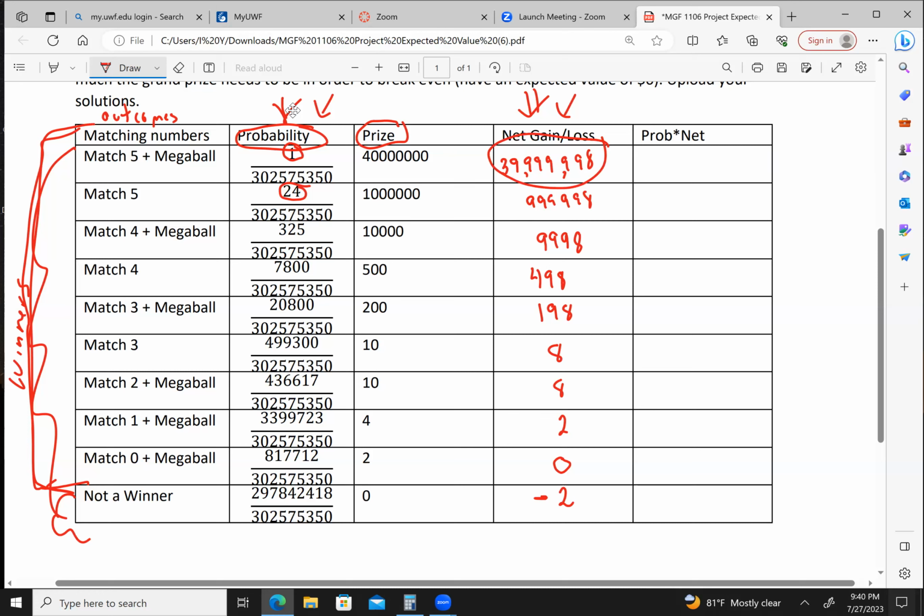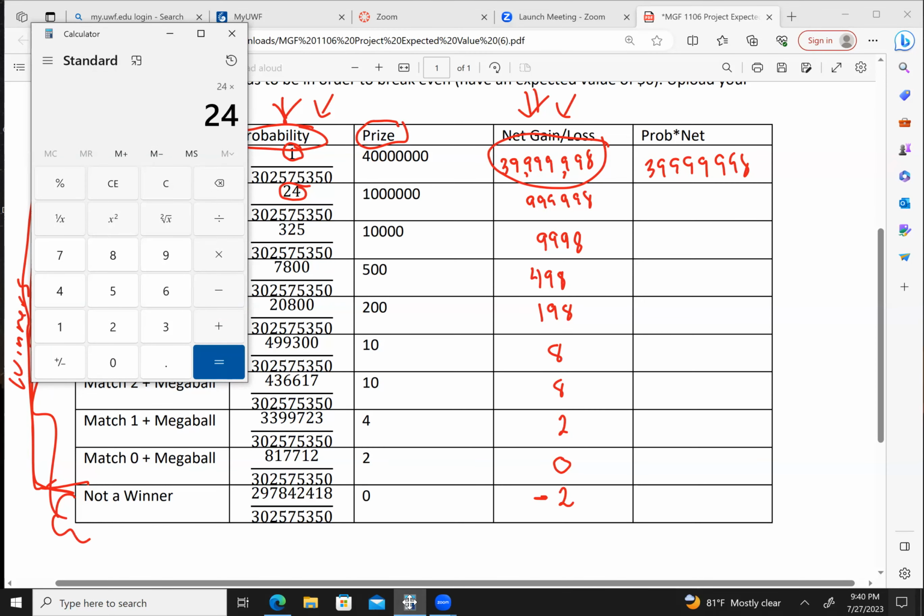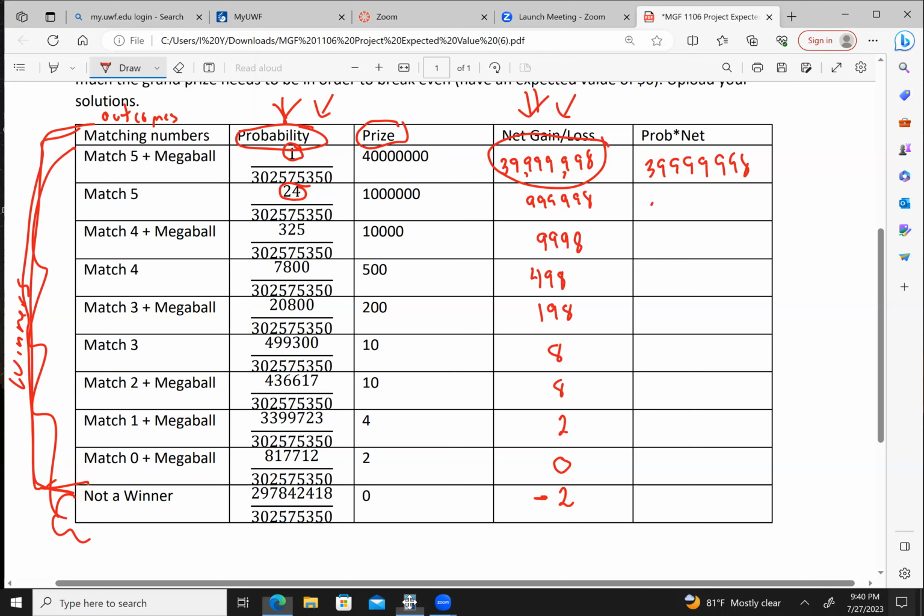So here I have 24 times 999,998, which is 23,999,952. Let's see, do I have my calculator up? Yes. And we do that for all of these. This times this, and we go all the way down. This one is going to be 0.